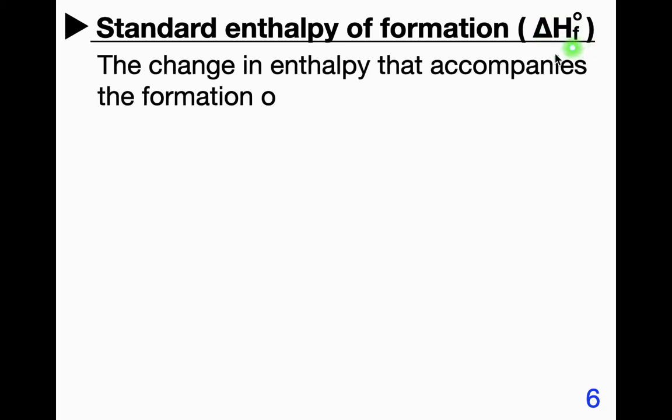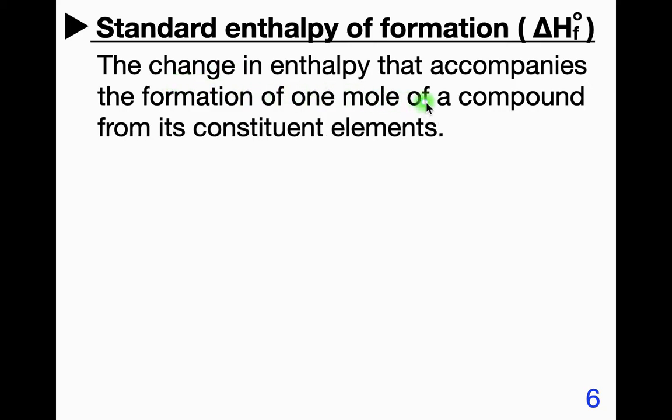Okay, and then we looked at standard enthalpies of formation, and that's given the symbol delta H sub f, for formation. It is the change in enthalpy that accompanies the formation of 1 mole of a compound from its constituent elements. Constituent just means the elements from which it's composed. This is also known as heat of formation, and that's the title of your homework assignment, heat of formation.